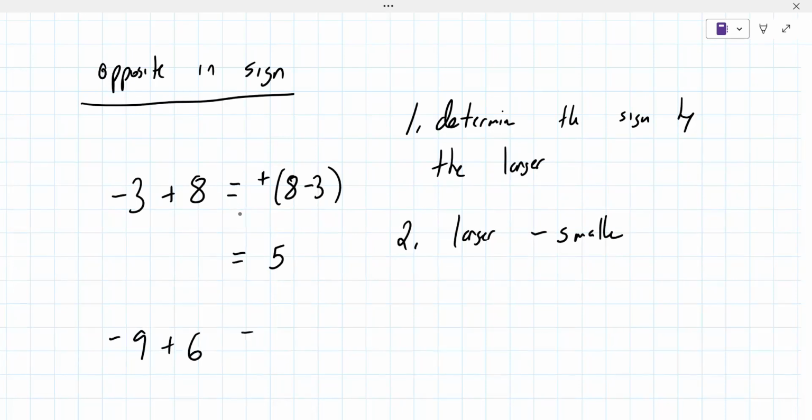Let's try another one. -9 plus 6. Which is larger, the -9 or the +6? So I've got to be careful here. You mean -9, not 9, on a number scale. The right wording is further from 0. It is -9. A lot of students prefer "larger," so your answer is negative. Then you take the larger and subtract the smaller without the sign.